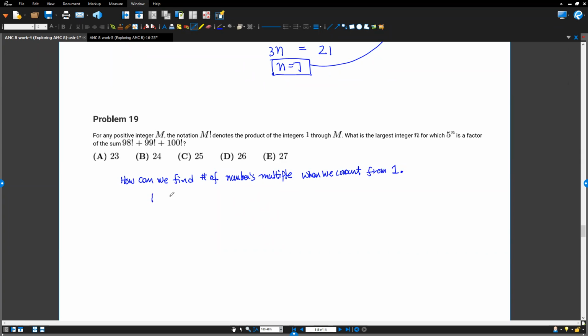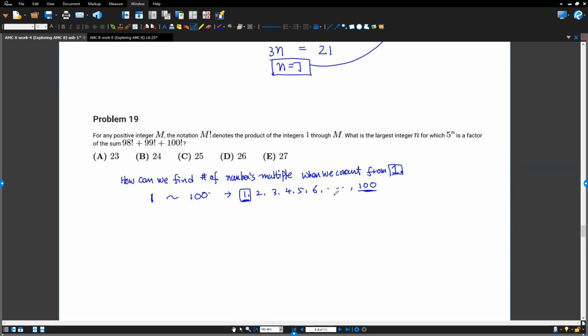If you count from here, 1 to 100, that means 1, 2, 3, 4, 5, 6, up to 100. When you start from here, that's the last number. We start from 1 to the last number.